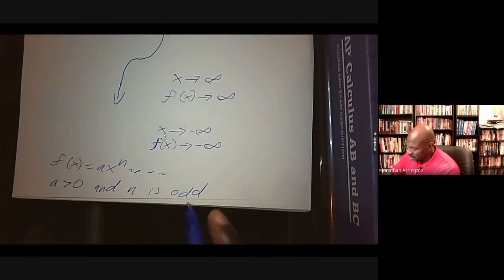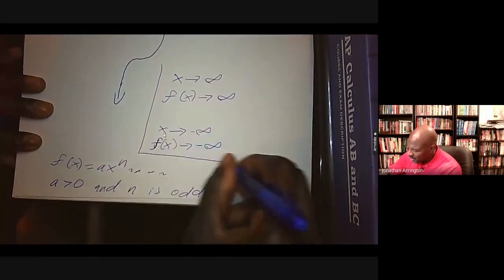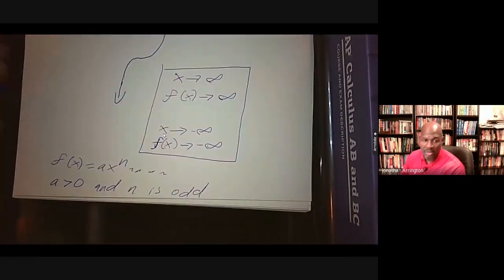So when you have a polynomial and the highest power is odd and its coefficient is positive, this is going to be your end behavior. As x goes to infinity, f of x is going to go to infinity. As x goes to negative infinity, f of x is going to go to negative infinity. So it's going to be some agreement there.